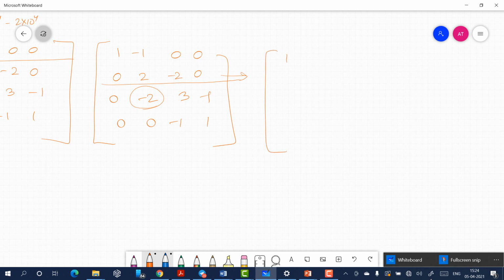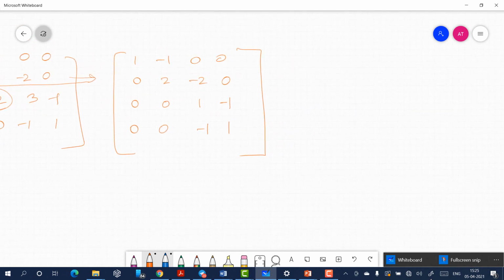So what will happen to my matrix? So I will have 1, minus 1, 0, 0. You see, you have to keep an identity matrix and keep on doing the same operation on that. So 1, minus 1, 0, 0, 0, 2, minus 2, 0. And now I am multiplying this row with a factor of 1 and adding it. So this remains 0, which is good for me. And then minus 2 plus 2 will become 0. 3 minus 2 will become 1. Minus 1, 0 will remain minus 1. Then I have 0, 0, minus 1, 1.